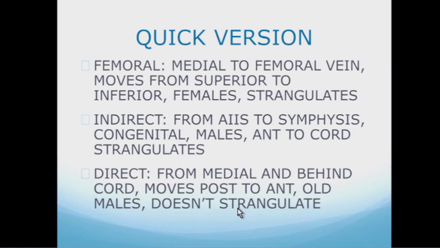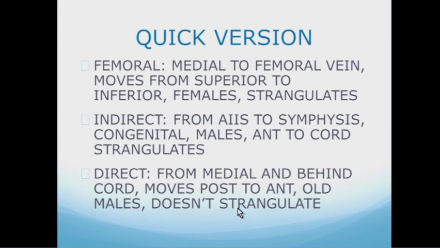The quick version, once again: femoral hernia, medial to the femoral vein. Femoral hernia moves superior to inferior, mostly in females, and wants to strangulate. Indirect hernia comes obliquely into the inguinal region from the anterior inferior iliac spine to the symphysis pubis, tends to be congenital, occurs mostly in males, mostly on the right side, sits anterior to the spermatic cord, and likes to strangulate. This is called an indirect hernia because it comes into the surgeon's field of view indirectly from above.